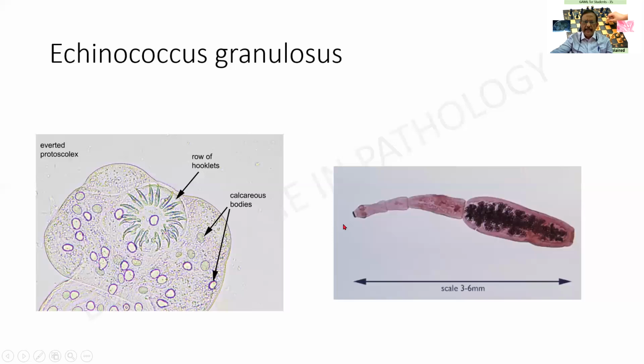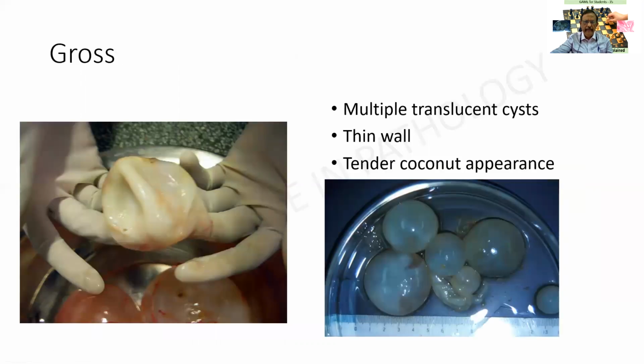So this is the structure of the parasite. I will not be going too much into the detail. You have got the head and the neck, and then you have got an immature, mature, and a gravid proglottid. Hardly a few centimeters in length. And these are the hooklets or the rostella, which can be seen as refractile bodies in the histopathology slides.